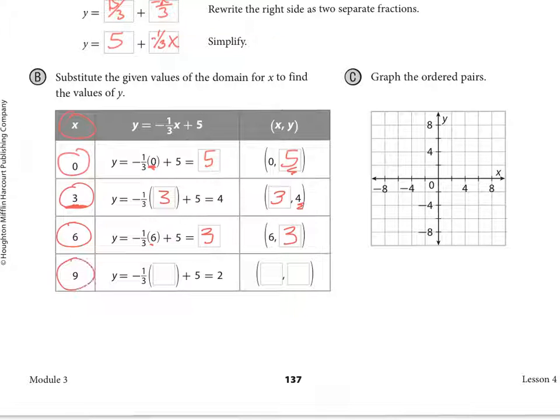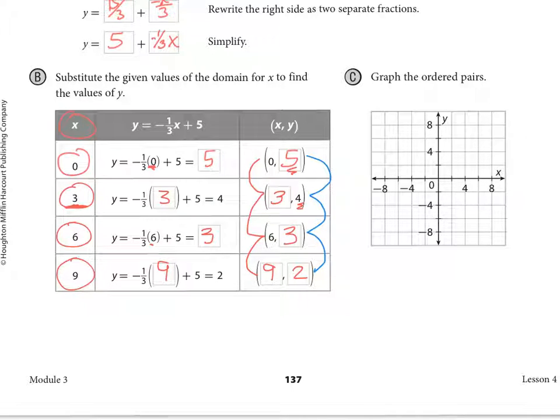And then we plug the point 9 in. If we plug 9 in, it goes here. Negative 1/3 of 9 would be negative 3. Negative 3 plus 5 is 2. So now we have the point (9, 2). Since this is a linear function, there should be patterns that you notice. If you look, our x's are going up by 3 each time, and our y's are going down by 1 each time. So all we're left to do here is plot the points on the graph.